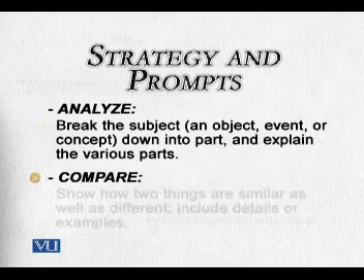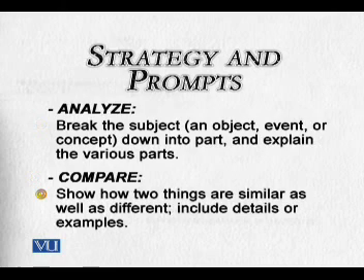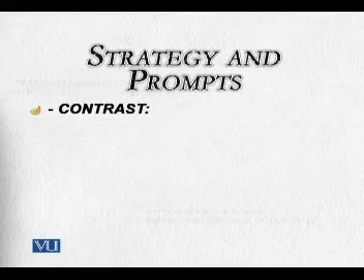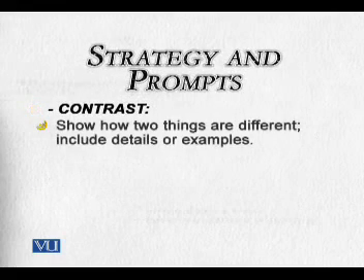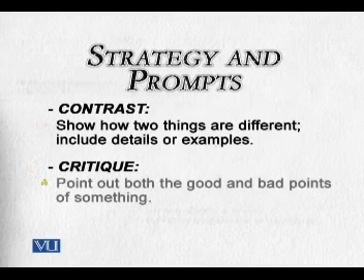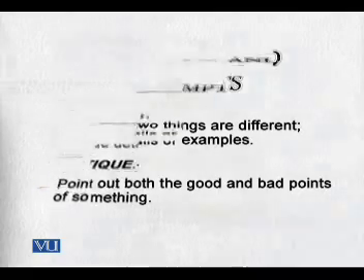Compare means what? Show how two things are similar as well as different. Include details or examples. When we compare things, we discuss the similarities and their differences. Contrast. The third strategy is contrast. Contrast means show how two things are different. Include details or examples, just like in comparison. Then comes critique. Critique means point out both the good and bad points of something. When you are writing a critique, you will simply be talking about the good side and the bad side. That's it.